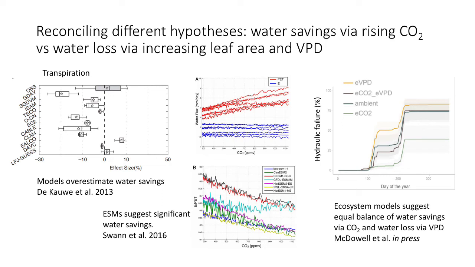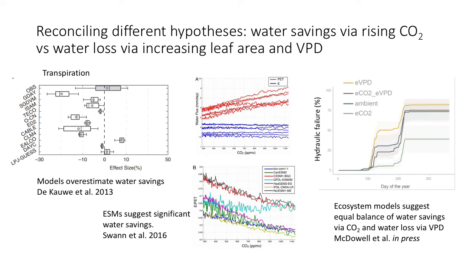So the figure on the left suggests that water savings may be insignificant. The figure in the middle suggests that water savings may be significant. The figure on the right suggests that elevated CO2 and elevated VPD may actually balance each other. You see here hydraulic failure, which is dehydration that results in mortality, increases with drought.